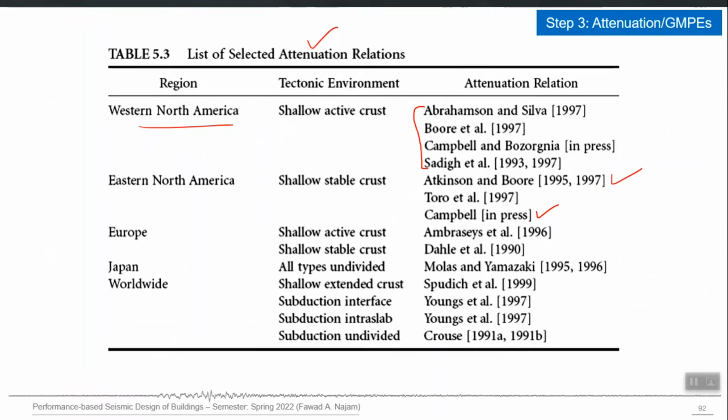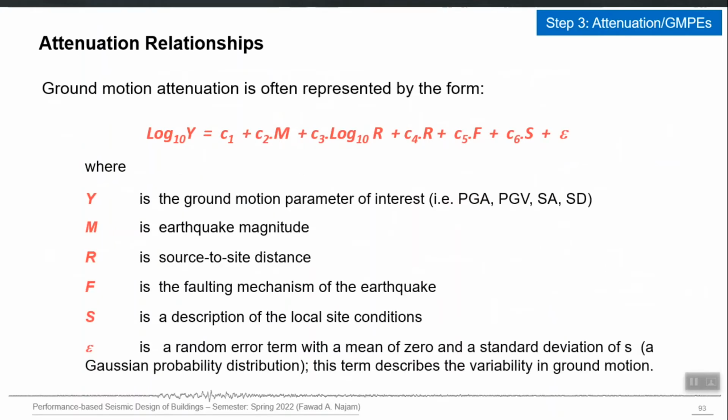Sometimes different international organizations develop standardized GMPEs as part of big projects, and these are more comprehensive. For example, NGA, Next Generation Attenuation of the Pacific Earthquake Engineering Research Center, has a set of GMPEs which they update every few years. A typical GMPE nowadays is of this form: log of Y, where Y is any ground motion parameter. It can be PGA, SS, S1, or any other spectral acceleration at any other period. Then there are coefficients C1 up to C6 or C10. Magnitude is a main input, and source-to-site distance is a main input in different terms. Then there are the faulting mechanism, the site class, and the error term.